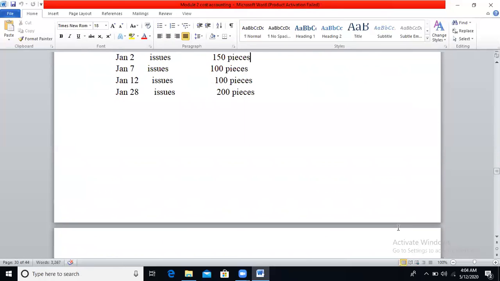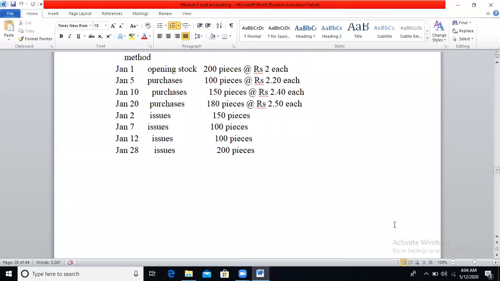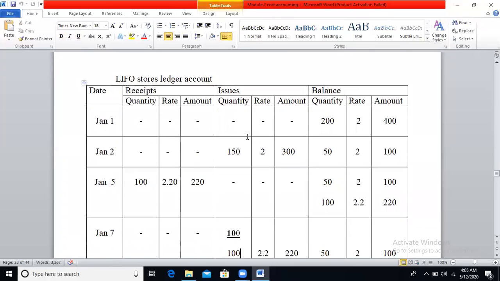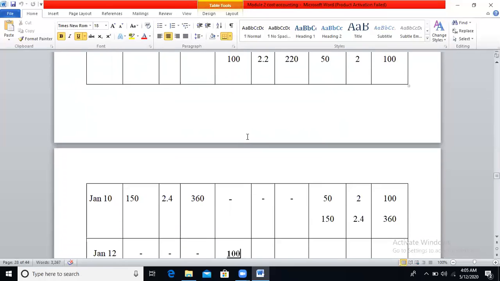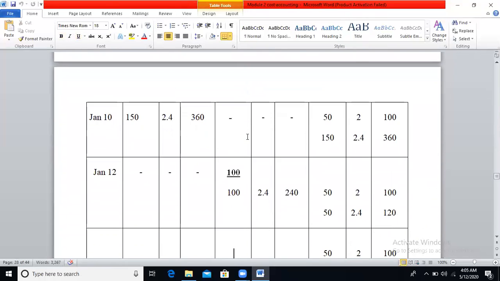The next transaction is an issue. We are making the issue of 100 pieces on January 12th. See, 100 pieces we are issuing.